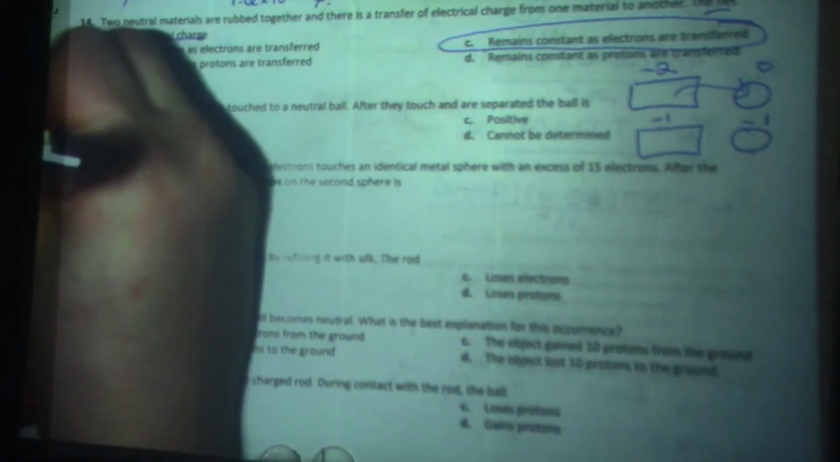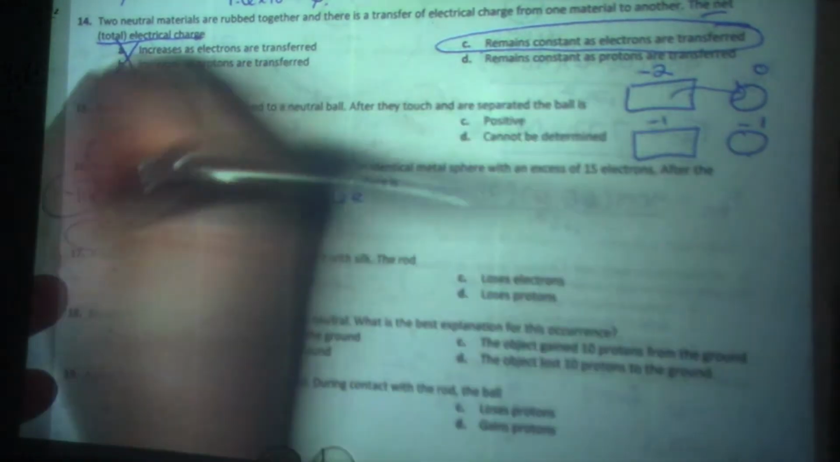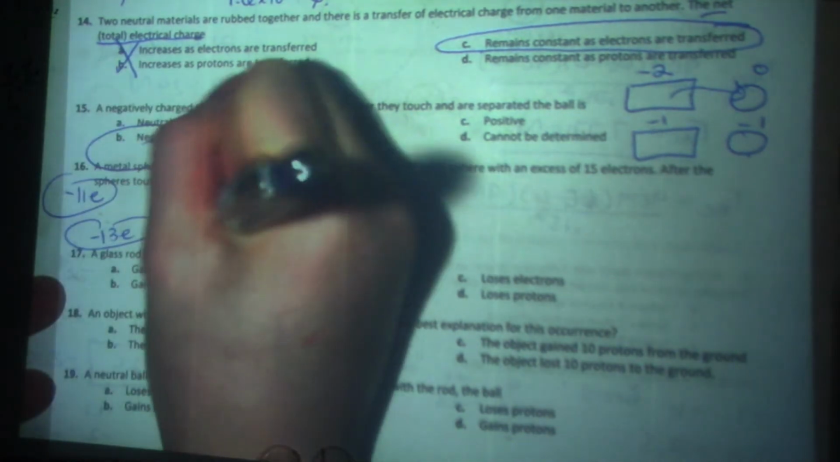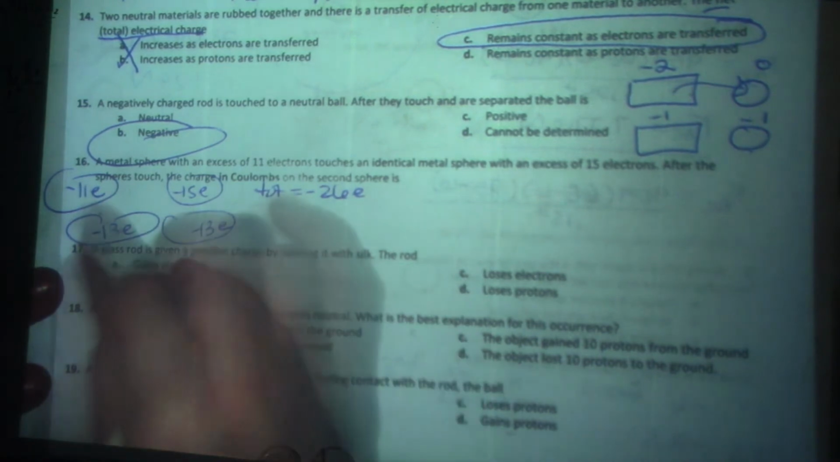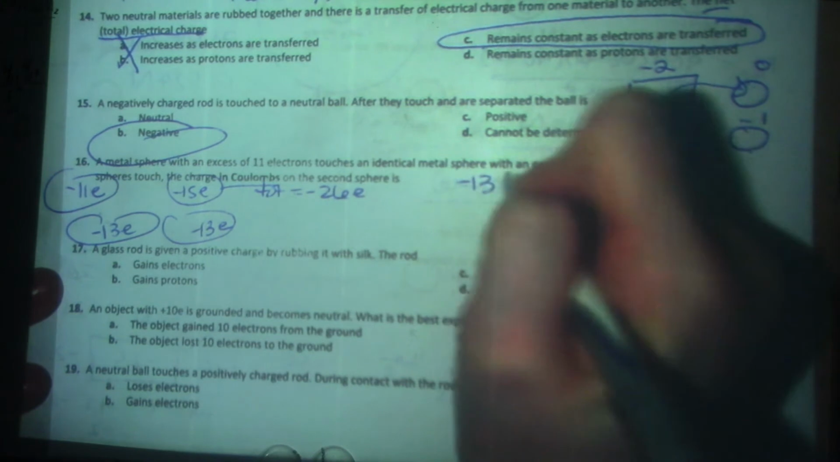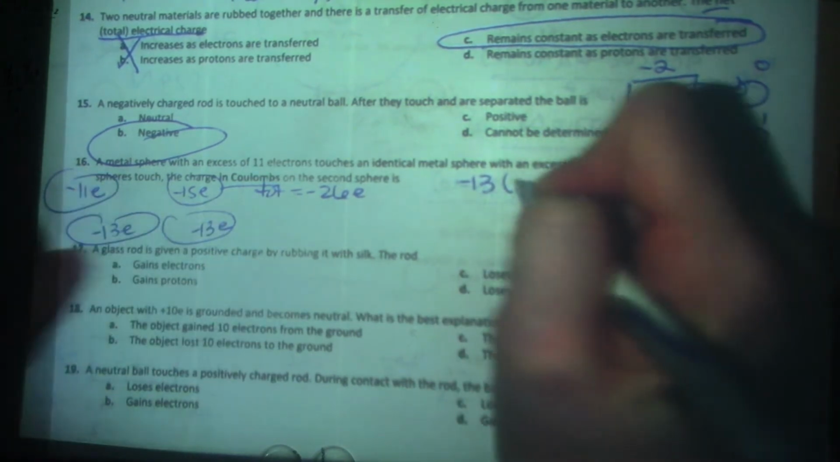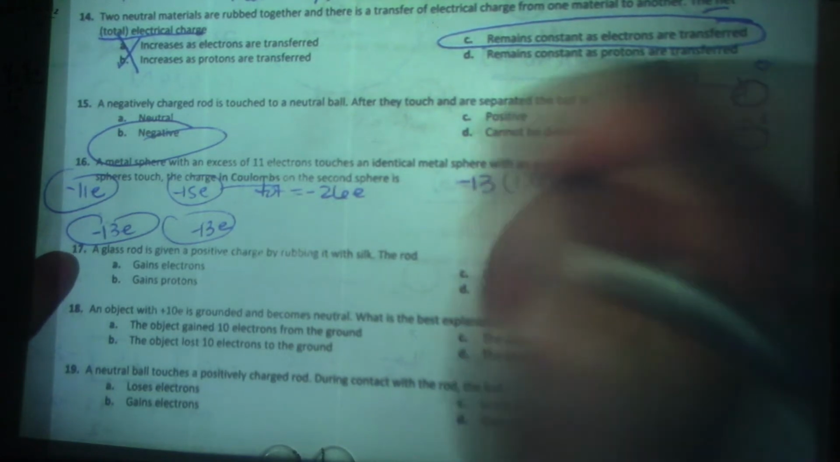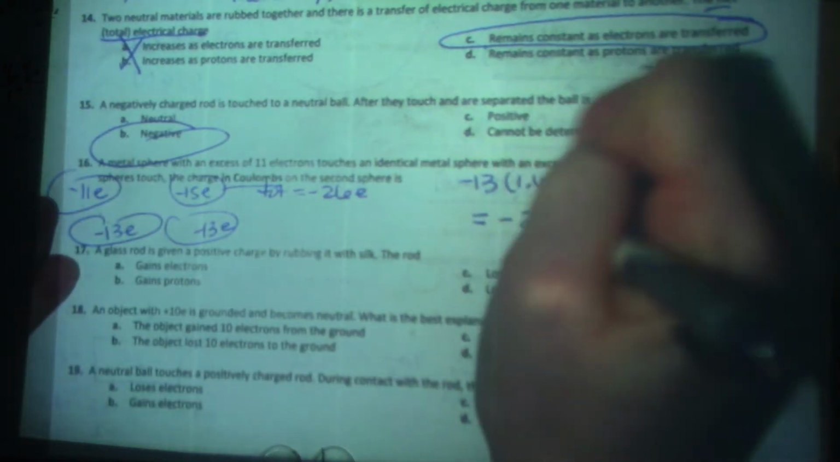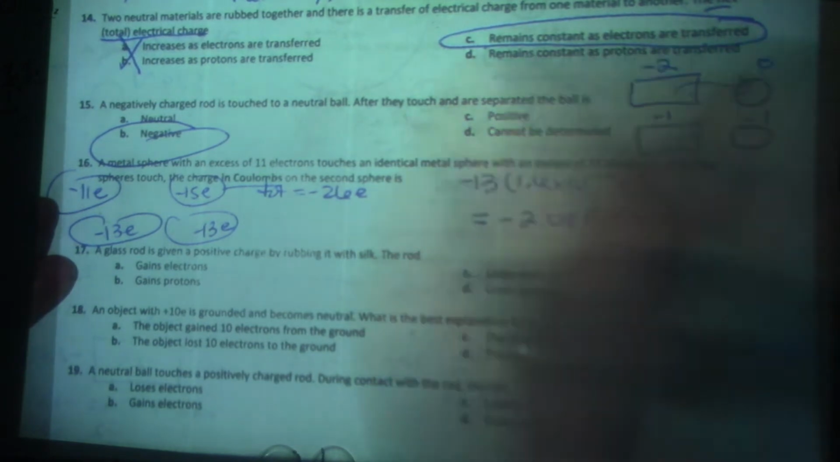Metal sphere with an excess of 11 electrons and an excess of negative 15 electrons. So that's a total of negative 26, meaning that when they touch, I have negative 13 on each of them. Now that is in elementary charge because that's what it was given to me in, but I want to know what that is in coulombs. So negative 13, to put elementary into coulombs, we're going to multiply by that factor, because now I have a C in my answer, and that's going to give me negative 2.08 E negative 18 C.